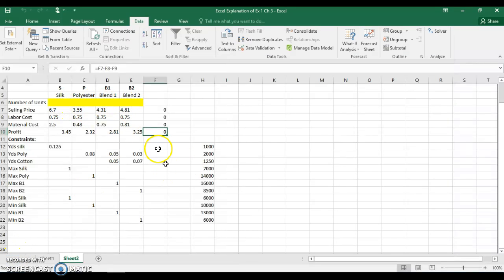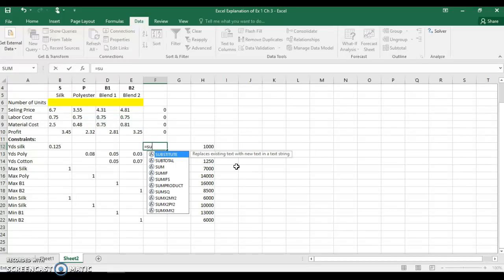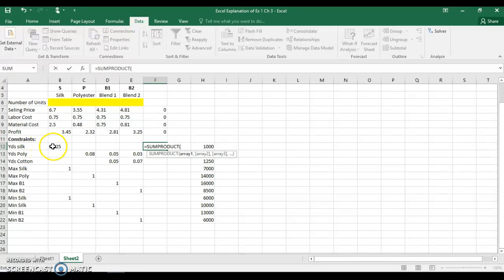Now, I kind of jumped ahead of myself. I forgot that we also need to put our equation here. So we're going to start with an equal sign here. This is also a sum product, so you start typing in sum product. And it's just going to be this entire row and comma, and it's going to be also where we want our solutions, which is up here.